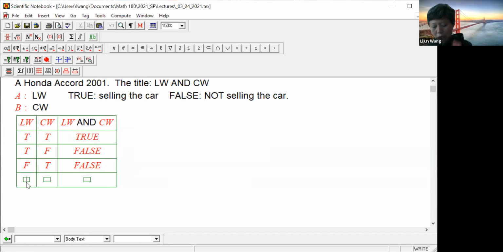Okay, so now I said we're not going to sell the car, and he said we're not going to sell the car. So false and false is what? False.